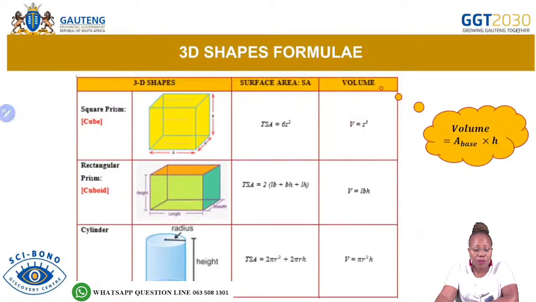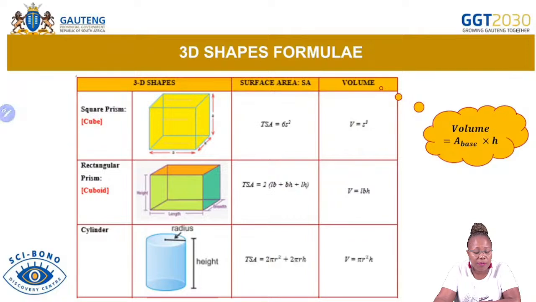3D shapes. Now we are looking at the surface areas and the volumes of these prisms. The first prism is a cube prism or a square prism, which we call a cube. It's a square prism, grade 12, we call it a cube, like the ice cube in your fridge. And then now it has 3 dimensions, which are the length, the breadth, and the height.